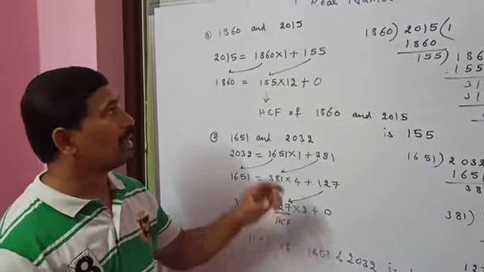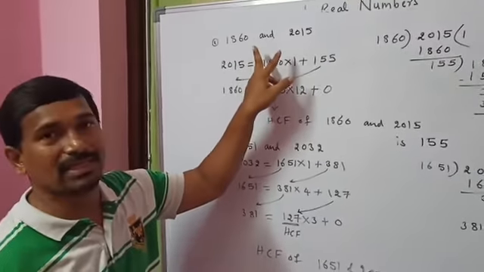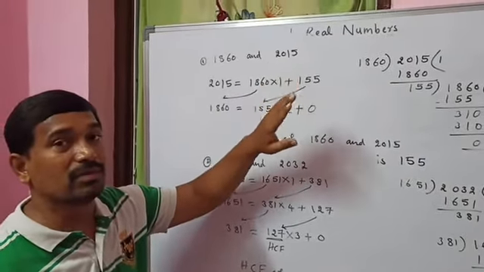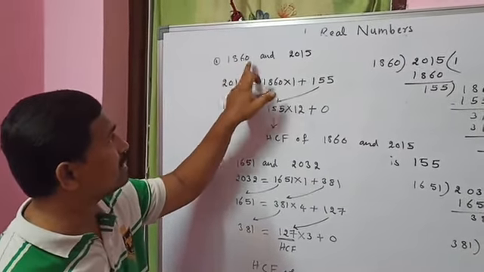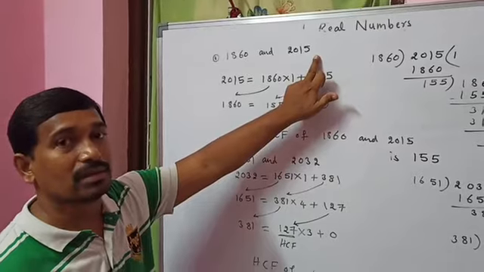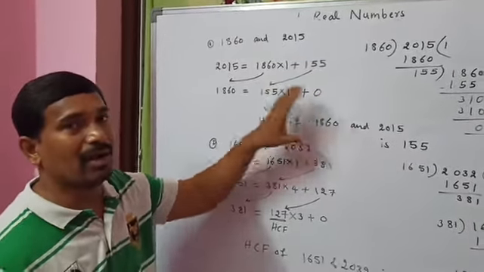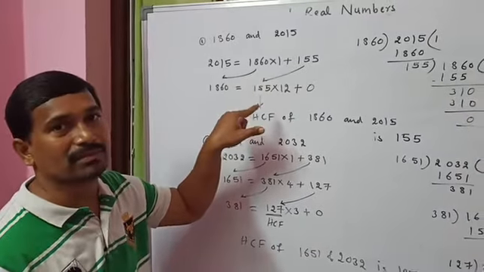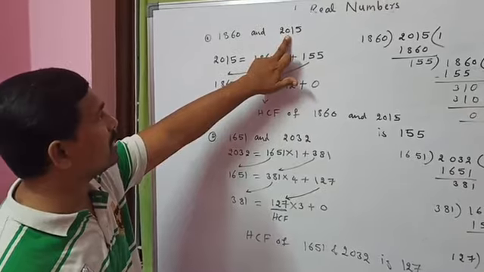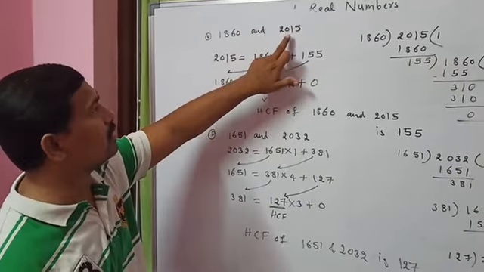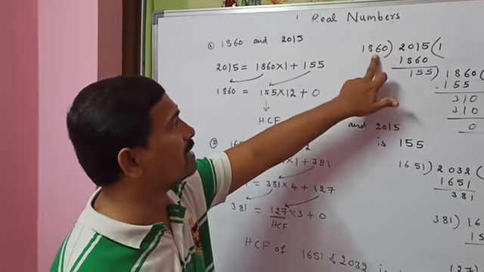Let us see: find the HCF of the following pair of positive integers using Euclid division algorithm. Here it is one problem. Find the HCF of 1860 and 2015 using division algorithm. We can use general division, but we follow the Euclid division algorithm steps. So here 2015 is greater than 1860, so divide 2015 with 1860.